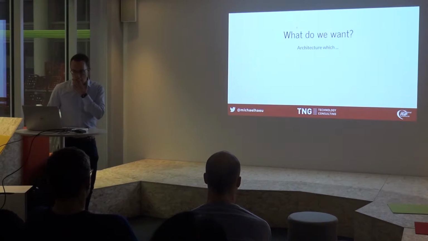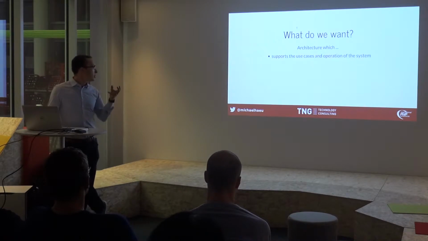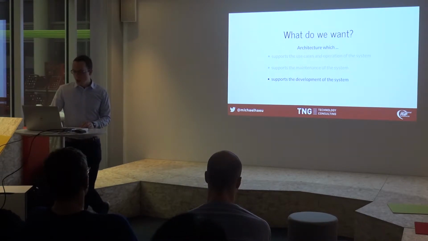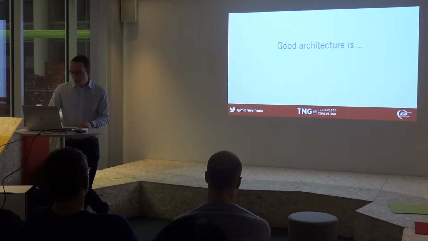So what do we want? This is just something from Uncle Bob's definition of good architecture. It supports use cases and operations of the system, makes it maintainable, and supports the further developments of the system. All pretty obvious stuff. But I like this actually in his newer book and in his Lost Architecture talk, he's defining it in a different way. And I like this very much.